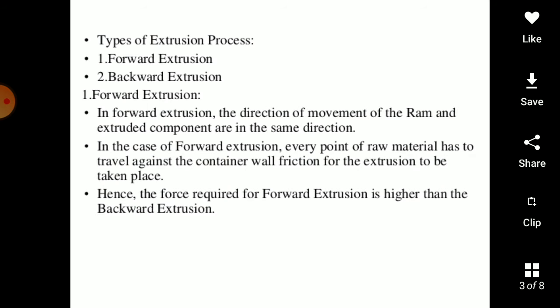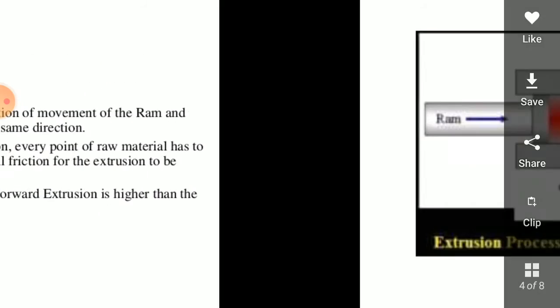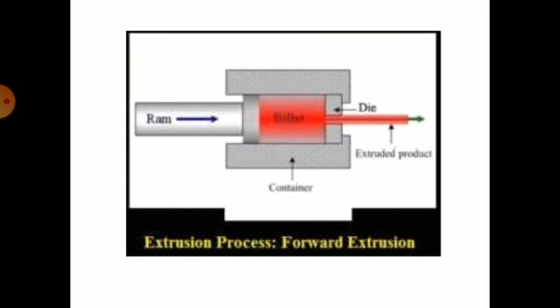In the case of forward extrusion, every point of the raw material has to travel against the container wall friction for the extrusion to take place. Hence, the force required for forward extrusion is higher than for backward extrusion. This is the diagram for forward extrusion, and this is how the process is carried out. You can see that the ram is pushing the material into the die and the extruded product comes out.